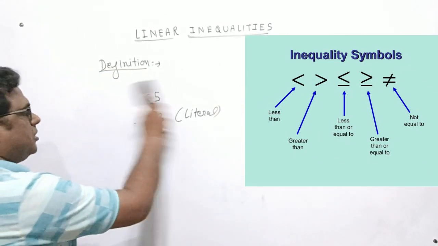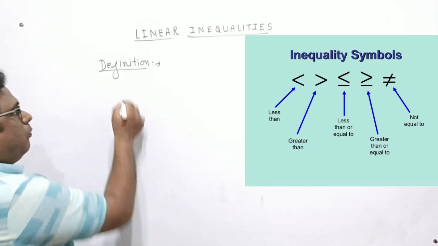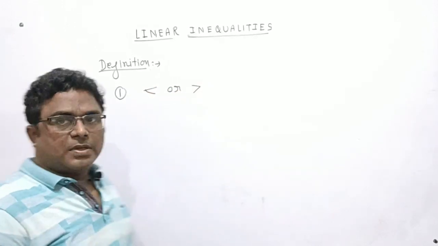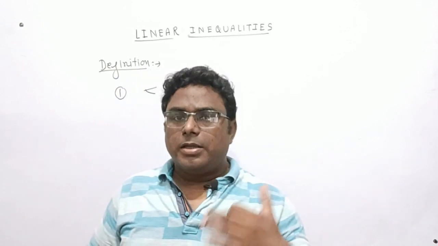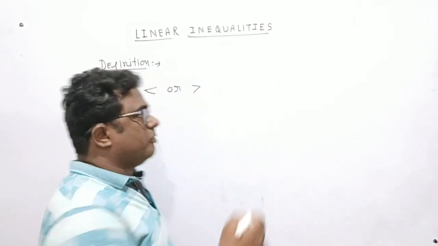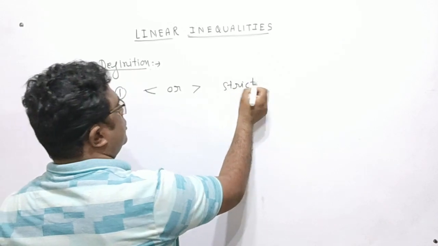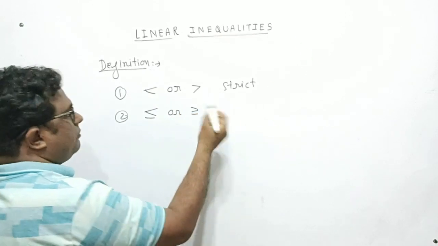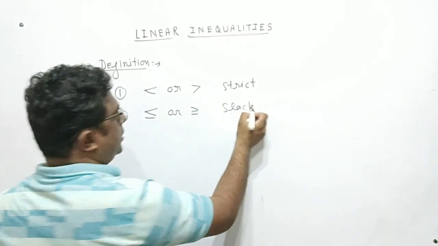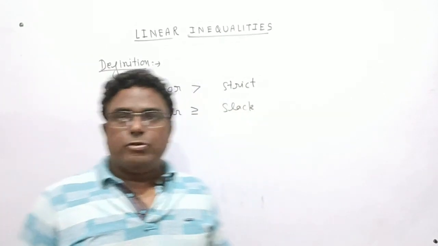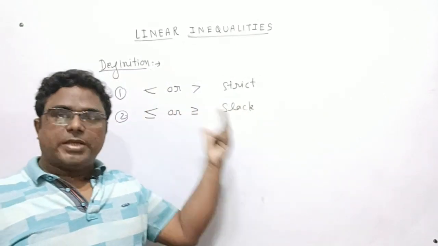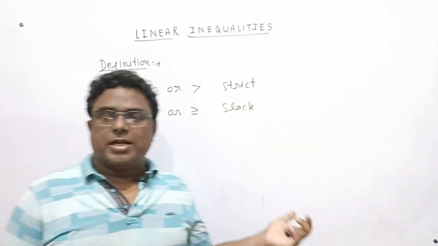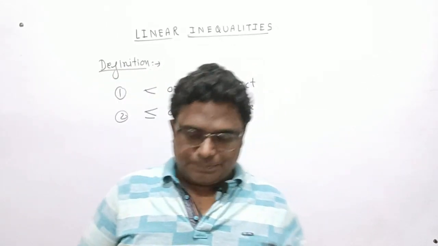Now I will tell you some points which you have to remember. Point number 1: if you are using the less than sign or greater than sign, then the inequality is known as strict inequality. And if you are using these signs, the less than or equal to and greater than or equal to, then we say that it is slack inequality. Is that clear?